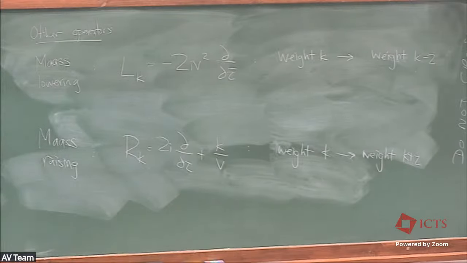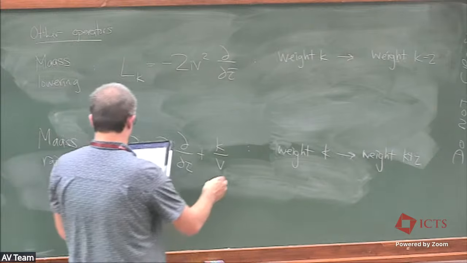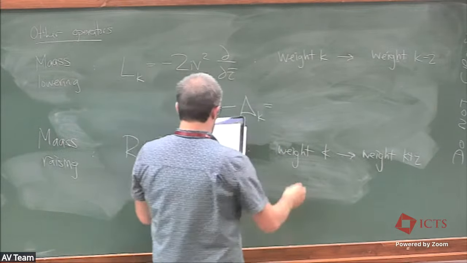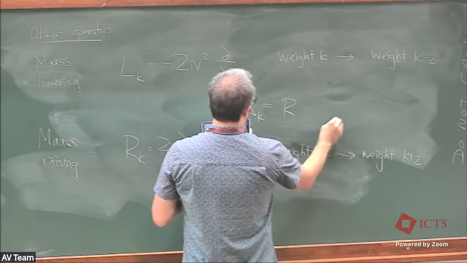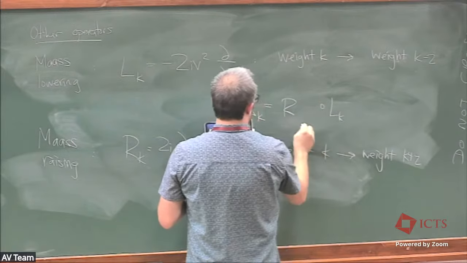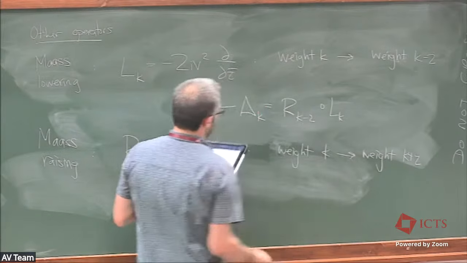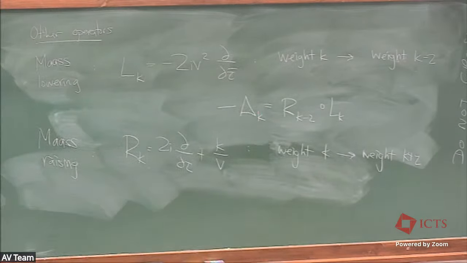In fact, I could write it down. I'm not going to. It doesn't really matter. And then maybe one last thing to say is that if you put these together, minus the Laplacian is lowering first and then raising. So lowering in weight k and then raising in weight k−2. So if you lower and then raise, then you get the Laplacian. So these might come up, but they're not going to come up in this talk because this talk is done.